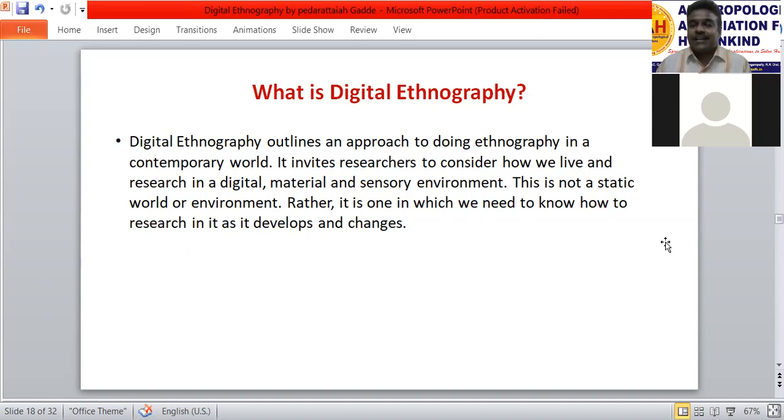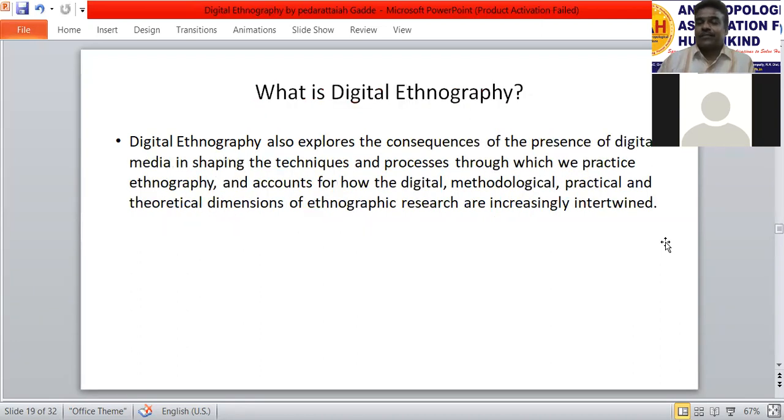This is not a static world or environment. Rather, it is one in which we need to know how to research as it develops and changes. That's why digital ethnography is assuming a very important skill, and we need to help anthropologists acquire these vital skills of doing digital ethnography.